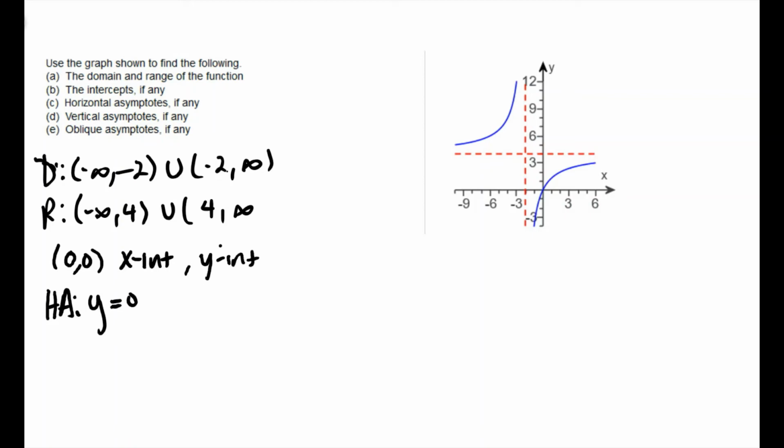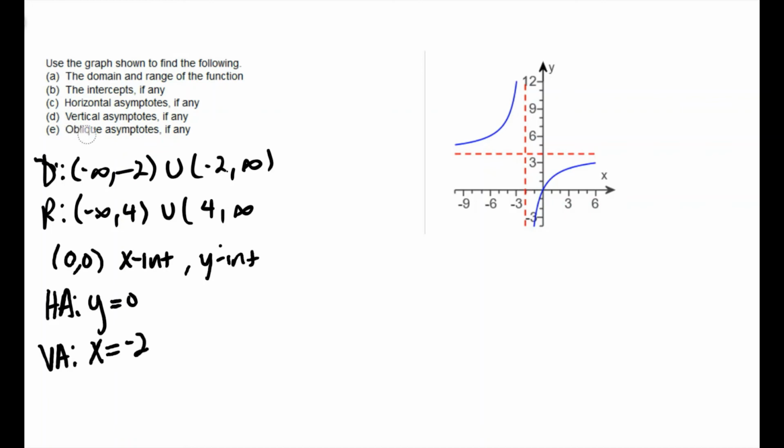Then we want to find the vertical asymptotes. I've already mentioned that we have this vertical red line being a vertical asymptote. It looks like it's crossing at -2. So our vertical asymptote is the line x equals -2.